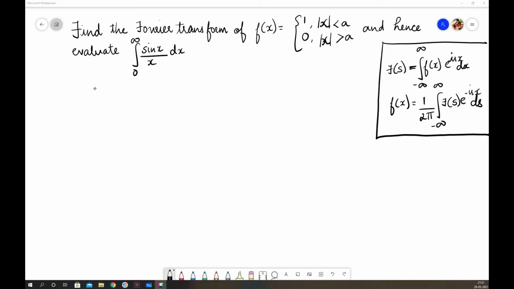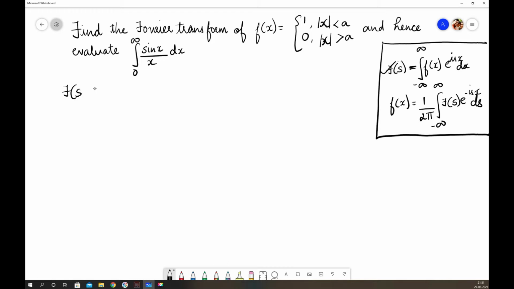The problem is to find the Fourier transform of f of x and hence evaluate. The problem has two parts. We solve the first part first. So the first part is: find the Fourier transform of f of x. To solve the first part, we will use the first formula. So what is the first formula?